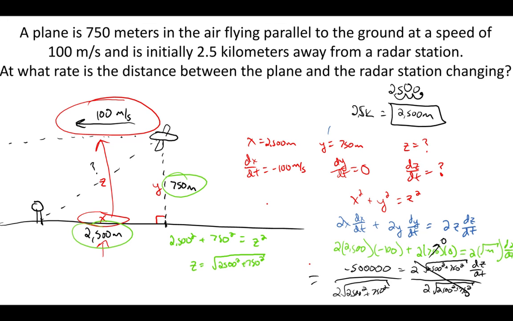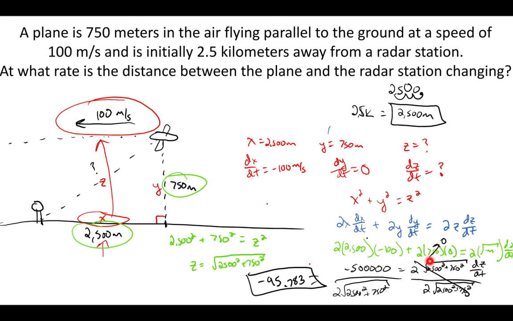All right, and I'm just going to type that whole thing into my calculator. Negative 500,000 divided by 2 square root of 2,500 squared plus 750 squared. And magic number, negative 95.7826, so negative 95.783.